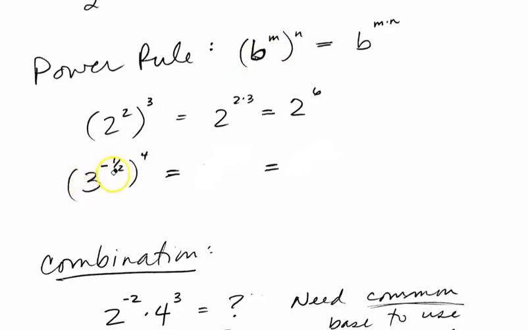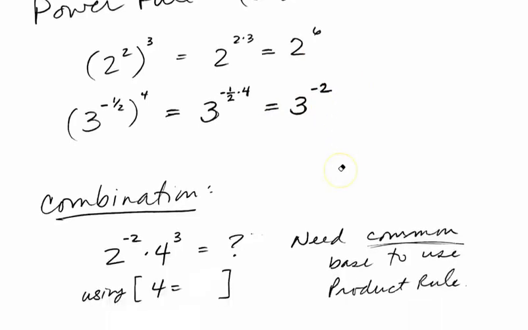So let's try it here. 3 to the negative 1/2, the entire quantity raised to the 4th power. And so we're going to multiply those together, giving us 3 to the negative 2. And we could stop right there, or we could do 1 divided by 3 squared. That would be another way to write that.